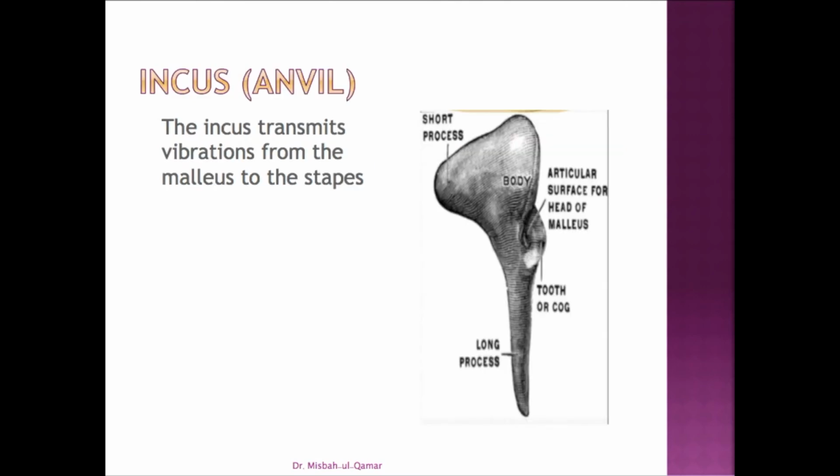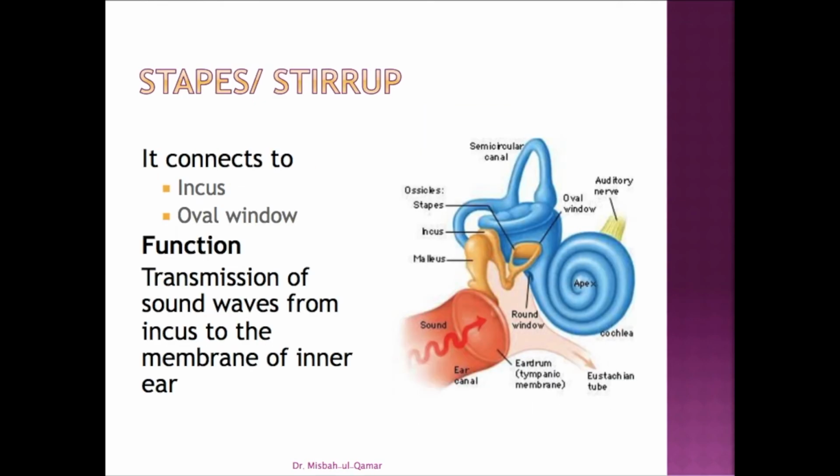So, what does incus do? Incus, which is sometimes also called anvil, is the second bone in the chain, and it is located in between the malleus and the stapes. And the incus transmits the vibrations from the malleus to the stapes. All right, stapes, which acts as stirrup.